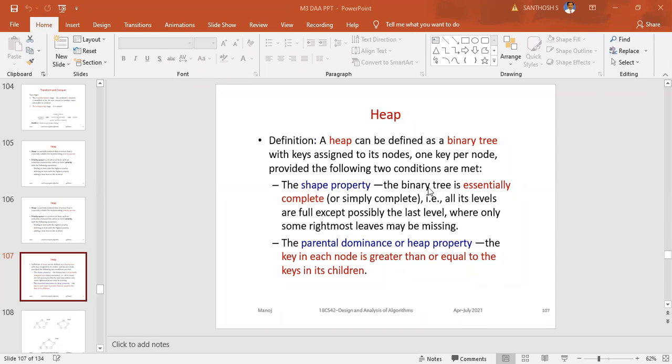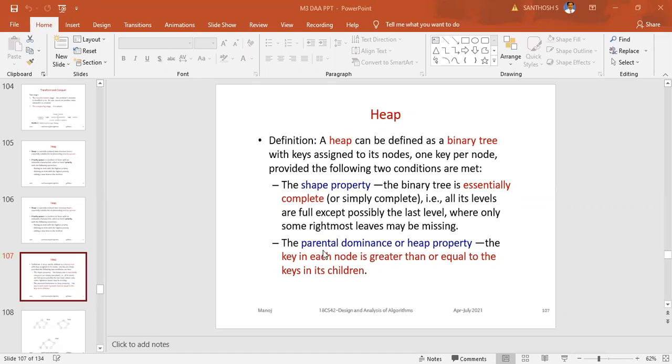That means a binary tree should have how many children? It should have two children. Then we call the tree a binary tree. If each and every node contains two children, all its levels are full, which means at each level each node will have two children except possibly the last level, where only some rightmost leaves may be missing. So on the last level the left leaves will be there, but the rightmost leaves will be missing. That is the first property, the shape property.